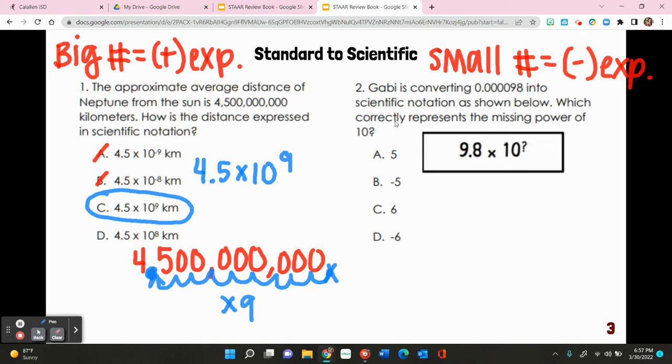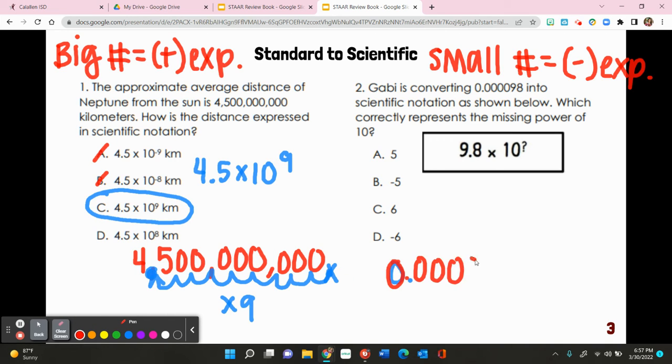Let's look at number 2. Number 2 says Gabby is converting 0.000098 into scientific notation as shown below. Which correctly represents the missing power of 10? So I'm going to start off by first rewriting my number. I'm going to change my color to red. I have 0.000098. That was 1, 2, 3, 4. So here I automatically see this number is very small.